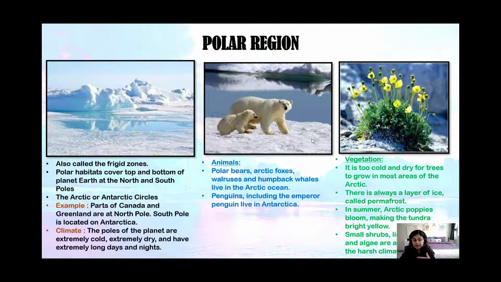Next come the animals. Polar bears, Arctic foxes, walruses, and humpback whales live in the Arctic Ocean. Penguins, including the emperor penguin, live in Antarctica. Vegetation: it is too cold and dry for trees to grow in most areas of the Arctic. There is always a layer of ice called permafrost. In summer, Arctic poppies bloom, making the tundra bright yellow. Small shrubs, lichens, mosses, and algae are able to grow in the harsh climate.